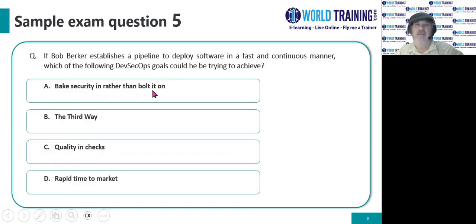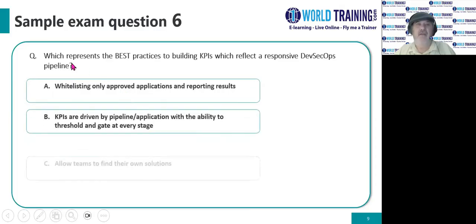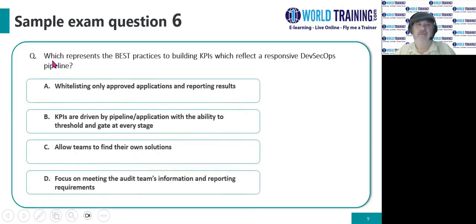So baking security in rather than bolting it on is not really a goal. The third way is a principle, but not a goal. Quality checks is not specifically a goal. Rapid time to market, that's a goal. Okay, so that's an example. You have to read these questions carefully and make sure you're picking answers that really do answer the question.